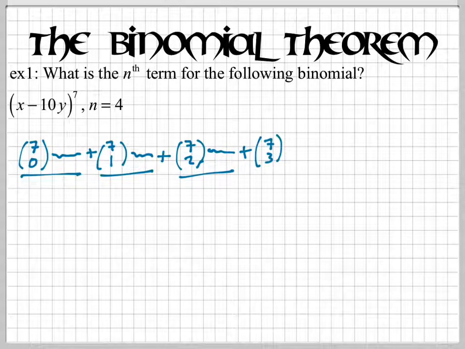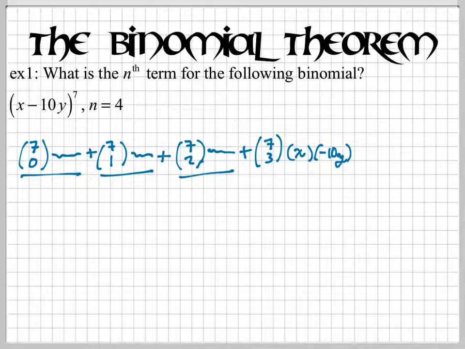And then the first term in the binomial is x. The second term in the binomial is negative 10y. x is the first term. Second term is negative 10y. And now you just have to figure out, okay, what are the exponents for those two terms?